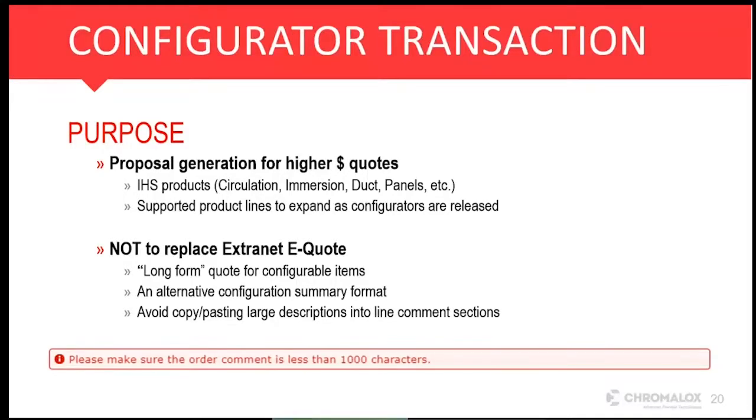The idea here is to have a document be generated by the configurator that is a bit of a proposal or a doc submittal for higher dollar value items. These tend to be IH&S products, circulation heaters, duct heaters, boilers, related panels, things of that nature.